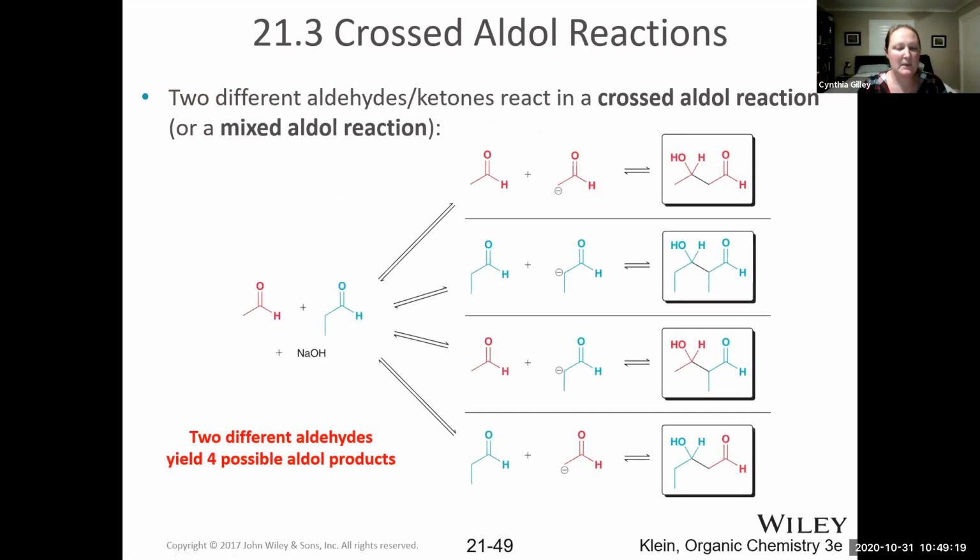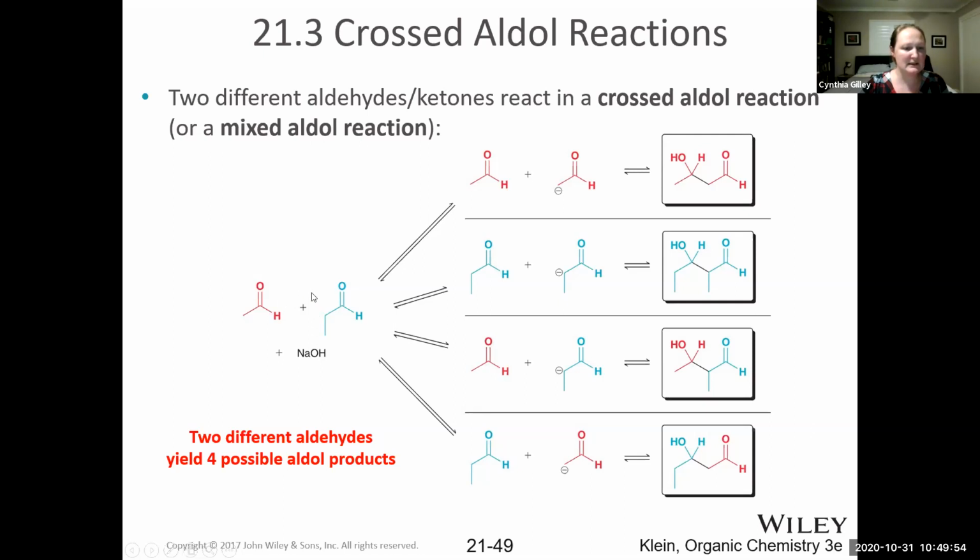All right, let's start talking about what we call crossed aldol reactions. Crossed aldol reactions utilize two different aldehydes instead of two of the same aldehyde to produce the aldol product. So it's also sometimes called a mixed aldol reaction. In this case, we've mixed two different aldehydes. This is known as acetaldehyde, also known as ethanal. And this aldehyde is known as propionaldehyde, also known as propanal.